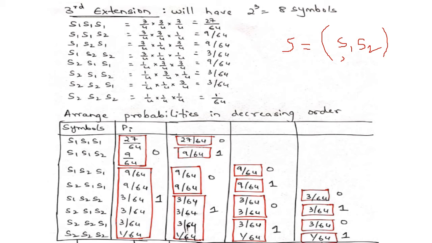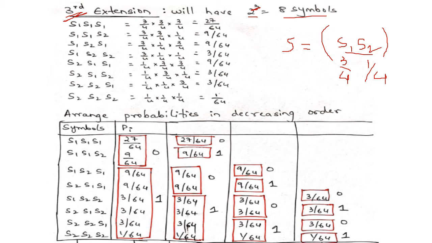S1 is occurring with a probability 3 by 4. S2 is occurring with a probability 1 by 4. So third order extension will have 8 symbols. We have 2 symbols in the first order source and we are computing the third order extension, so 2 raised to 3. Hence we'll have 8 symbols.